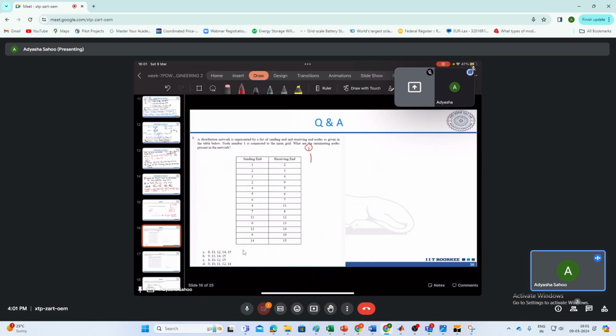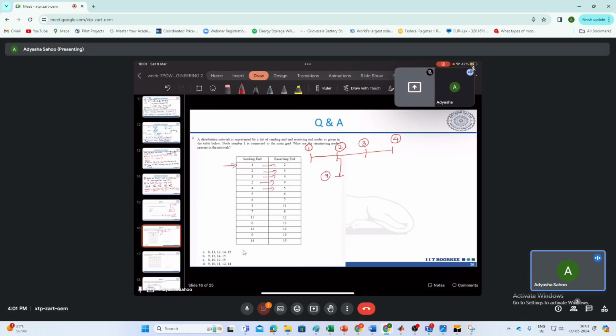From node 1, what are the lines connected? 1 is connected to 2, right? So I'll connect to 2. Then from 2 I have 2 to 3, then 3 to 4. Then again 2 to 9. So that's another lateral branch, 2 to 9.